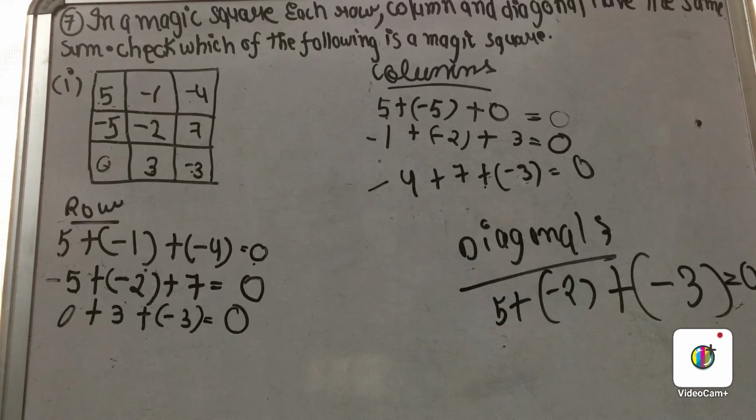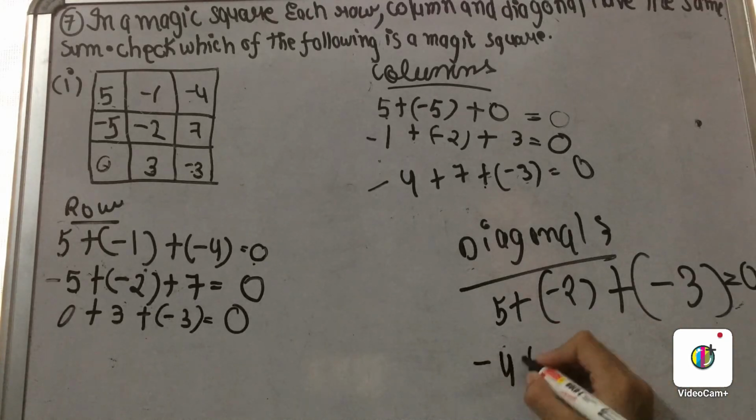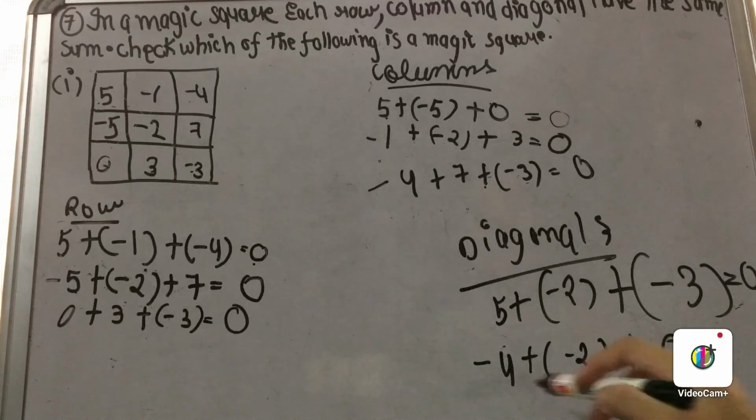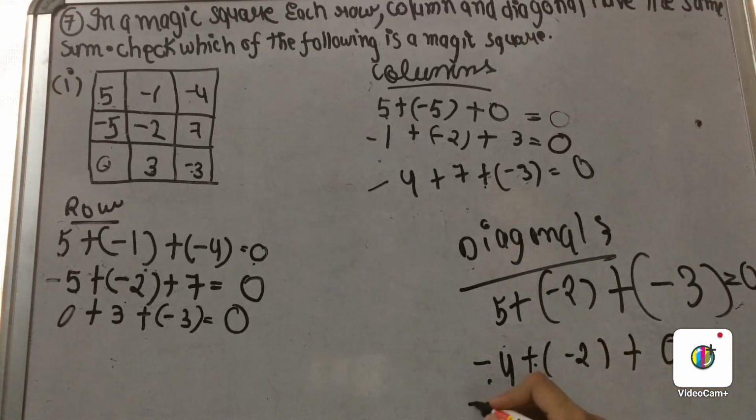Our next diagonal is -4, -2 and 0. So now let us solve the diagonal. -4 plus -2 plus 0. So moving on and solving it, what will it be? -4 plus minus, it is -4 minus 2 plus 0. So now minus 4 minus 2 is -6, and -6 plus 0 equal to 6. So this is our last diagonal.